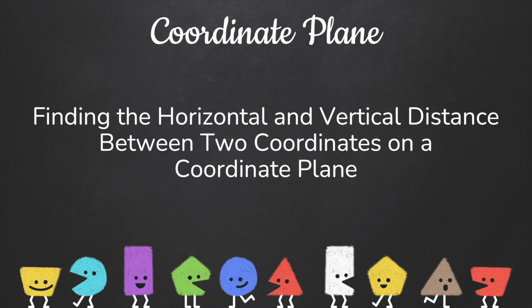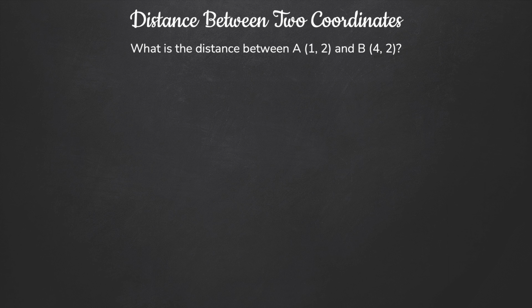Hello, mathematicians. Today we're going to be learning about the coordinate plane, more specifically finding the horizontal and vertical distance between two coordinates on a coordinate plane. To get us started, here we have an example that says, what is the distance between A, which is at 1, 2, and B, which is at 4, 2?